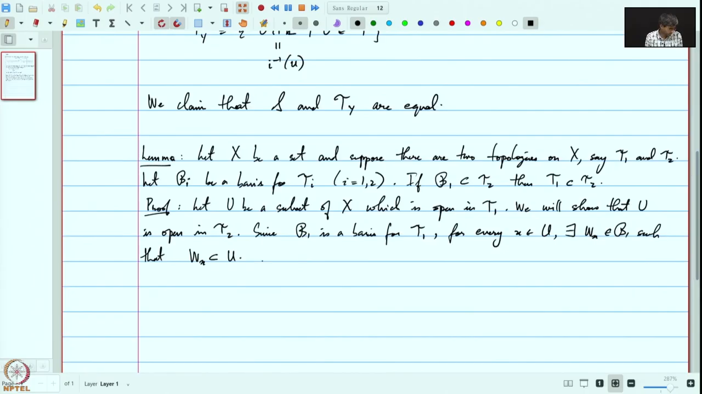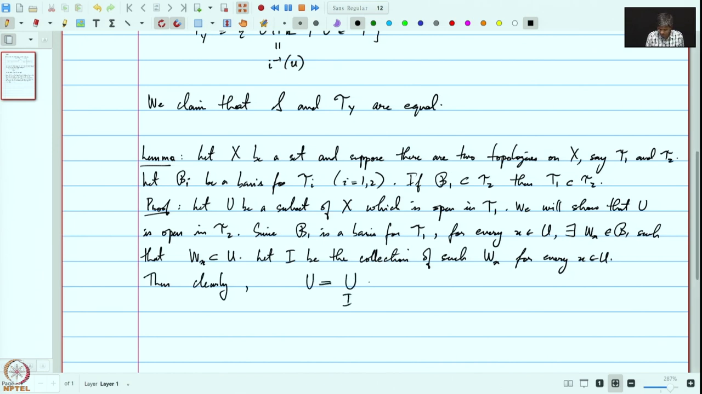So as a result, we can write U as the union of, let I be the collection of such W sub x for every x in U. So for every x in U, we choose one such Wx and we take I to be the collection of all these Wx's. So then clearly U is equal to the union over the elements of I of this W sub x.